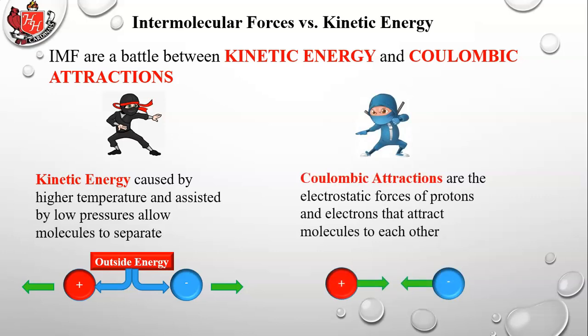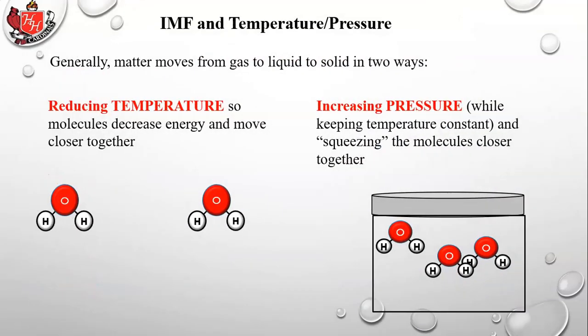Coulombic attractions are the intermolecular forces, and they are the electrostatic forces of protons and electrons that attract molecules to each other. So Coulombic attractions are a function of what the substance is. Water molecules have a certain Coulombic attraction to each other. That's a function of the water molecules. The kinetic energy is a function of the environment. It's how much energy from the outside, what the temperature of the room is, that's going to act on those molecules.